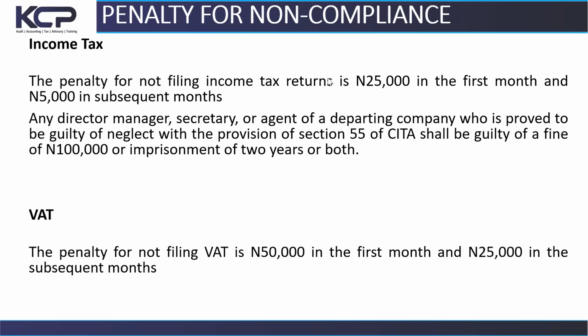Then the law did not say it's 50,000. It actually said the first month of failure is 25,000. So where do you see your 50,000? For income tax, the first month of failure is 25,000. Every other month of failure is 5,000. You must have been using the fine for VAT. What we are talking about is CIT.